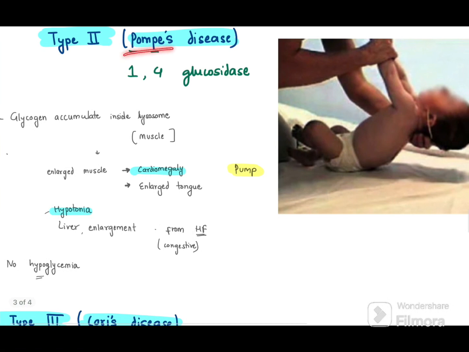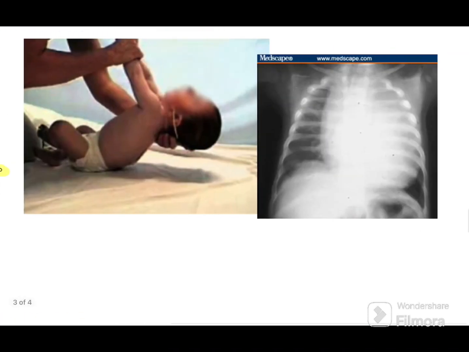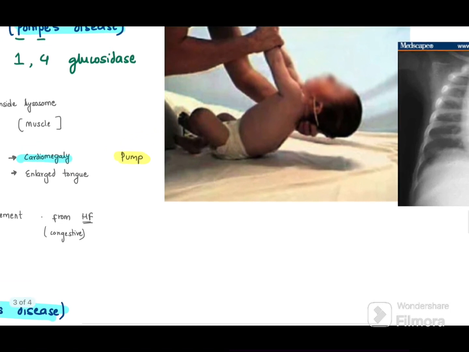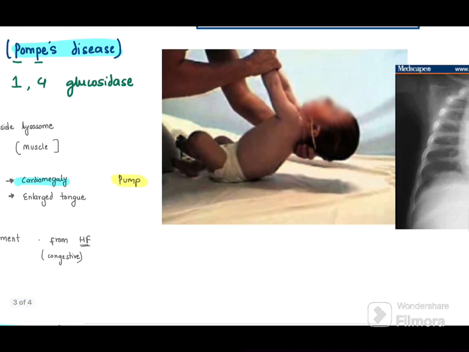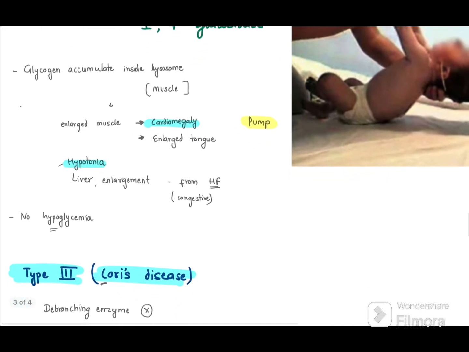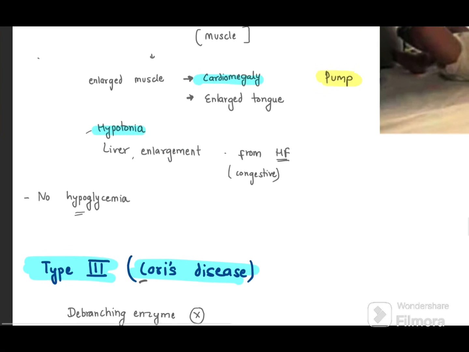You can remember Pompe's disease as pump, right? The heart acts as a pump in our body, so the heart is affected. There will be cardiomegaly. Here is massive cardiomegaly, with a cardiothoracic ratio greater than 0.5 in case of Pompe's disease. Here is a picture demonstrating hypotonia in a baby with Pompe's disease, which is due to excess glycogen accumulation leading to decreased activity, decreased muscular function. But there will be no hypoglycemia.